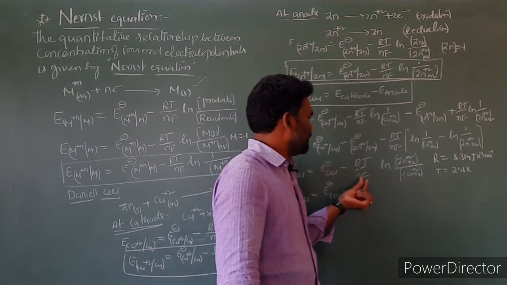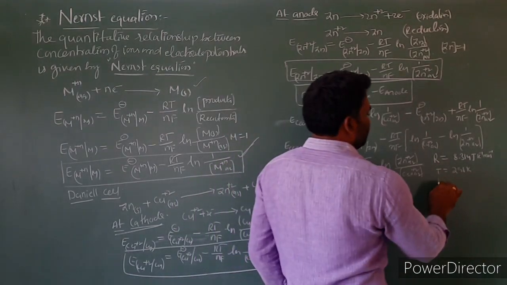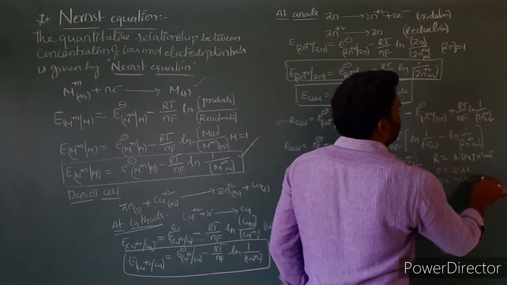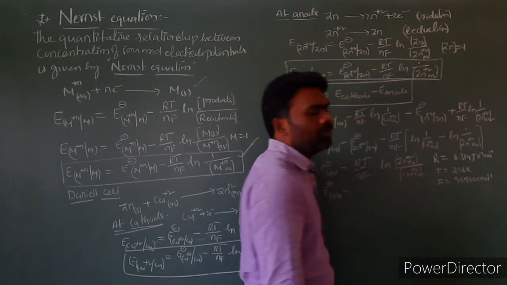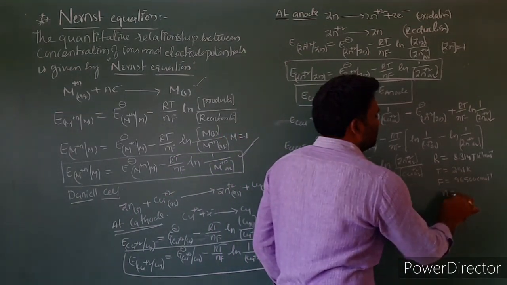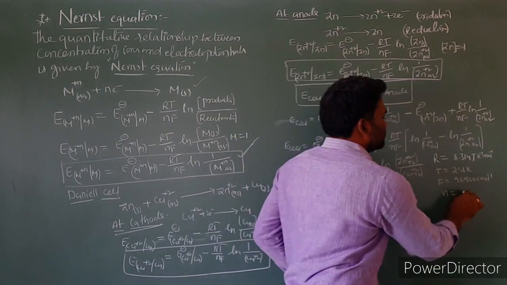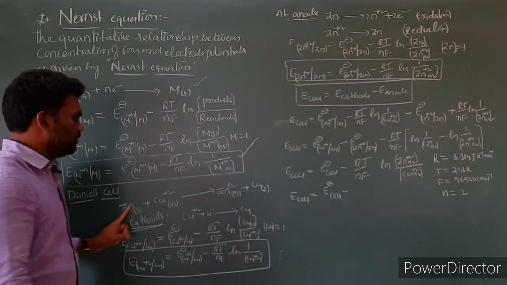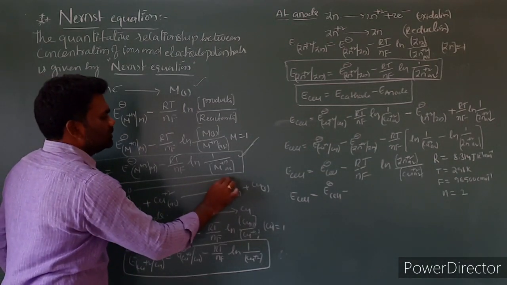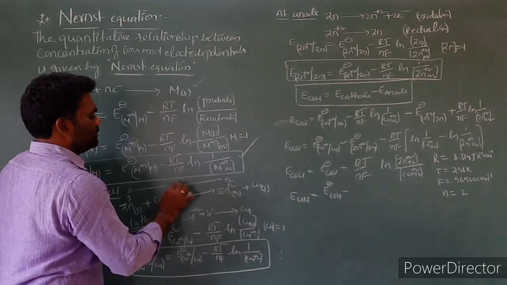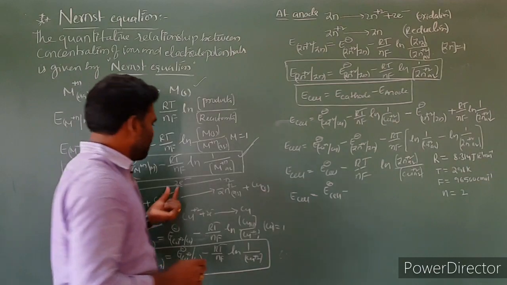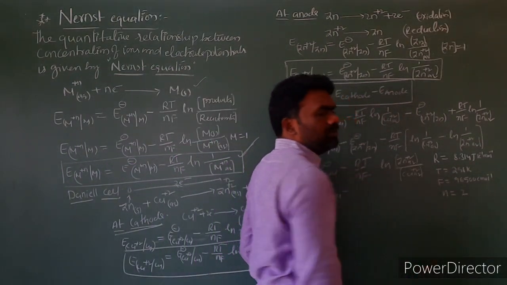Here F is the Faraday constant, its value is 96,500 coulomb per mole, coulomb mole inverse. Next, N is the number of electrons. In this case the number of electrons transferred: zinc converting into Zn2+, elemental state zinc is 0, 0 to plus 2. So plus 2 means the zinc lost 2 electrons. These 2 electrons are gained by the copper. So the number of electrons involved in the reaction is 2. N is equal to 2.